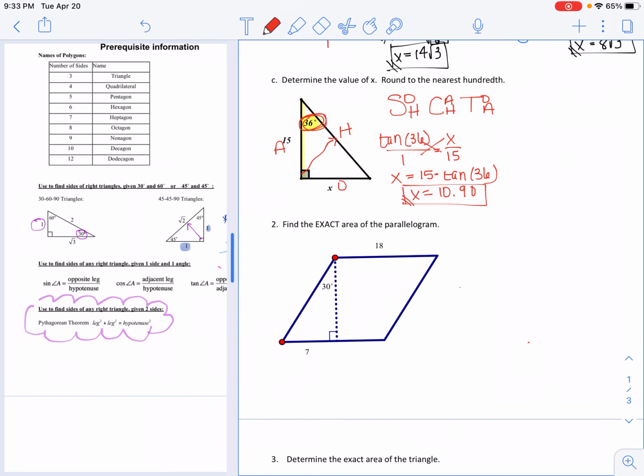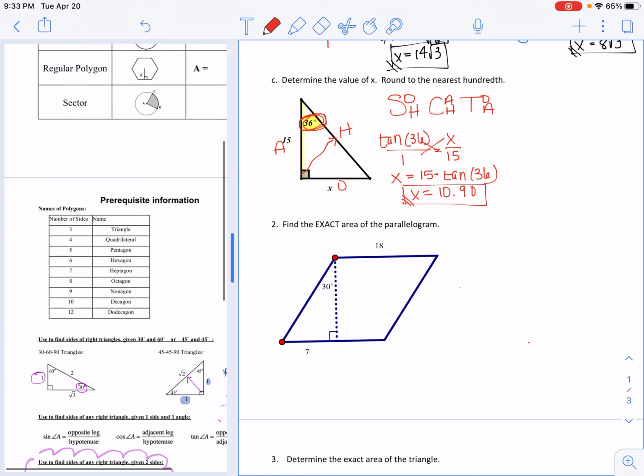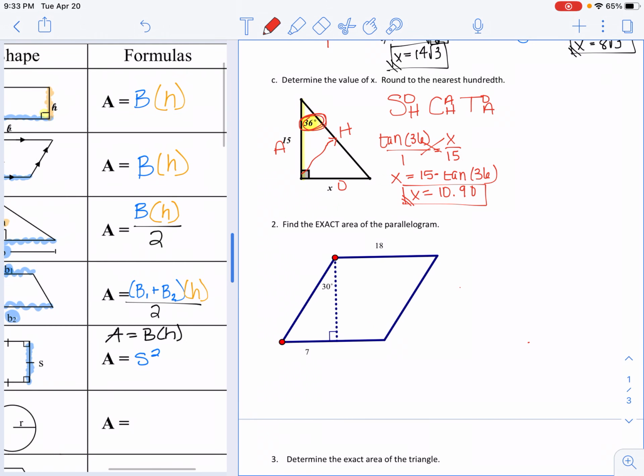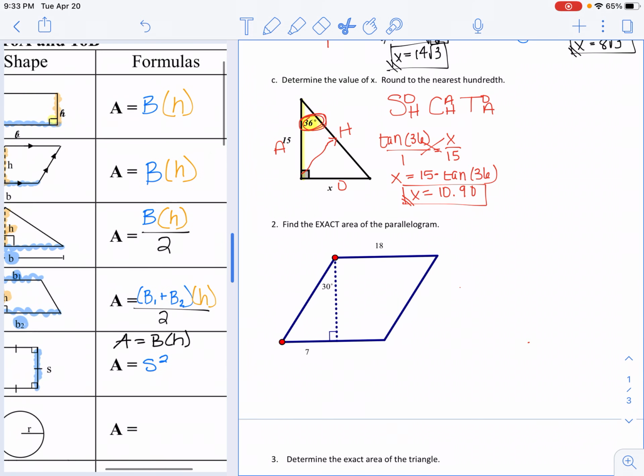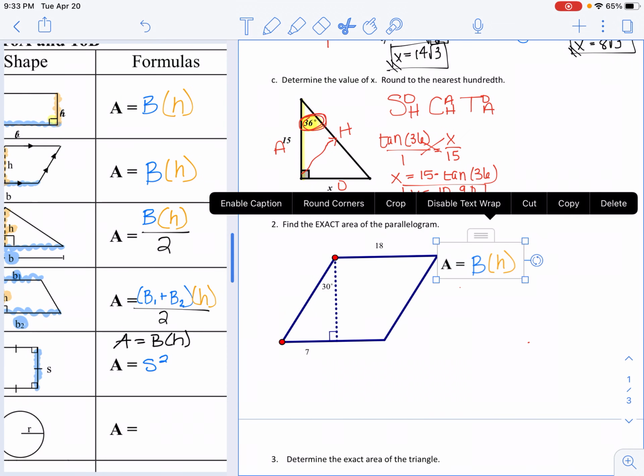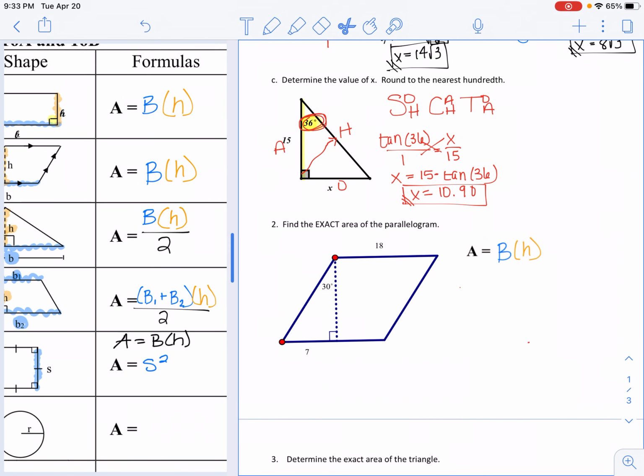All right, so our next example, it's asking us to find the exact area of the parallelogram. You're going to want to scroll to your foldable. You want to find your area of the parallelogram. Your area of your parallelogram is to take your base times your height. Okay. So everybody, I want you to look at your picture, highlight your base, highlight your height.